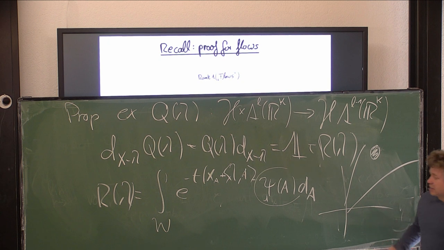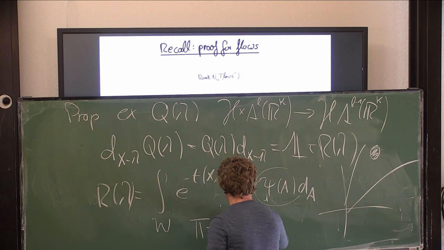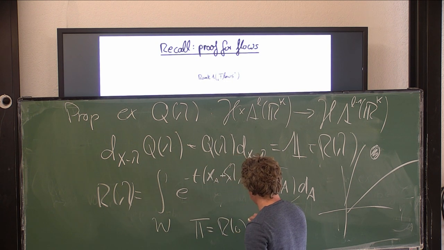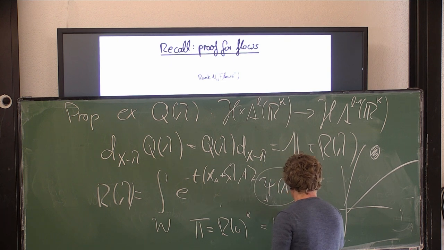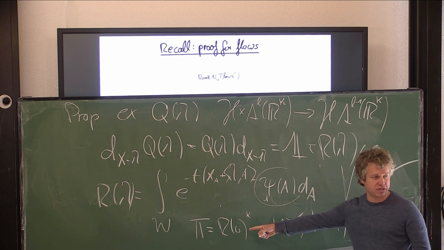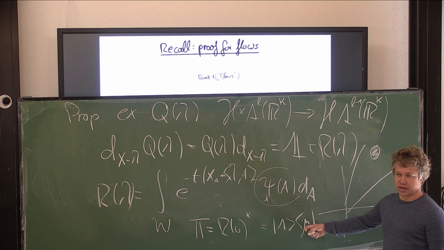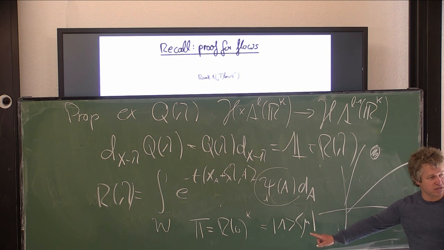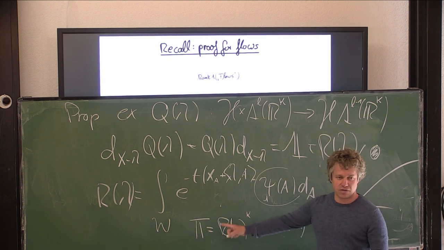And last thing, you can prove that if you take R0 to the power of k, then this gives a rank 1 projector, which is 1 tensor mu. So the constant 1 function is an eigenfunction of R0, obviously, with eigenvalue 1, and mu is the dual eigenfunction. And this gives you the SRB measure.